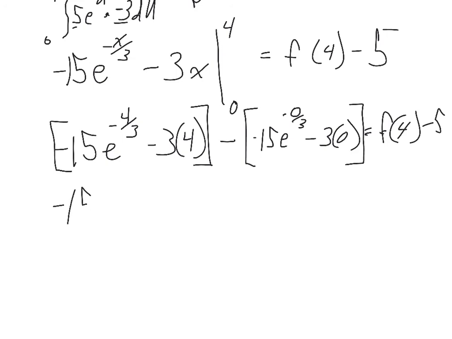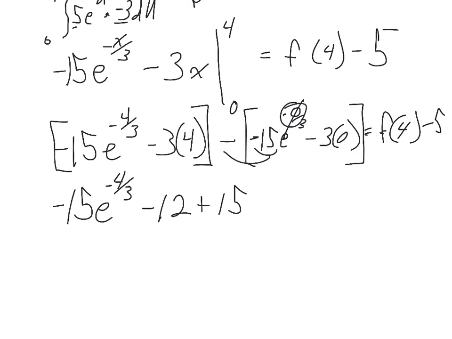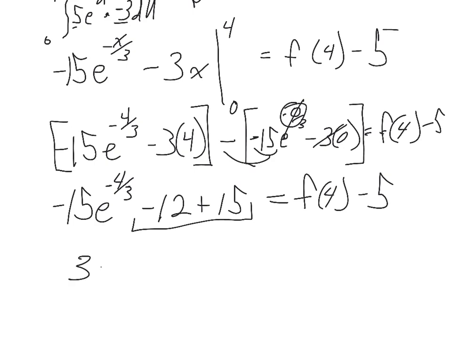All right, not much we can do right here. We're just going to have negative 15. I'll keep that as e to the negative 4/3. This becomes minus 12. Over here, this whole thing is 0, and then we get e to the 0. That's just 1. So it looks like negative 15, but then we're going to get positive 15. And this is 0. That is f of 4 minus 5. Okay, we can put these two together, and I end up with 3 minus 15 e to the negative 4/3, and that is f of 4 minus 5.